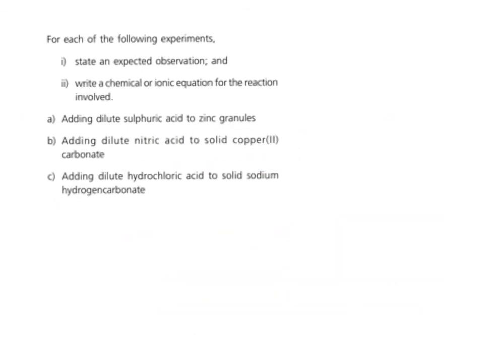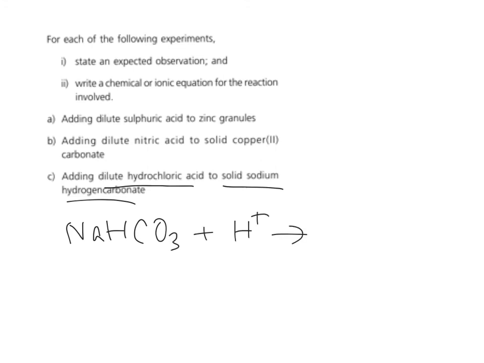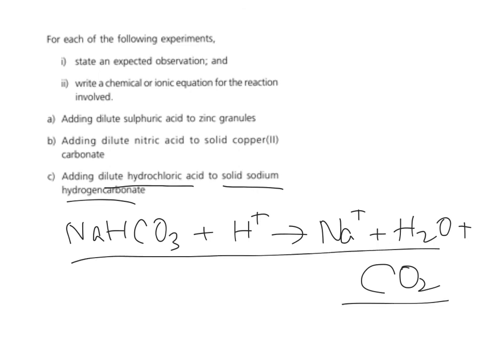For the final one, which is dilute hydrochloric acid and solid sodium hydrogen carbonate. Sodium hydrogen carbonate reacts with acids. Once again, it will become sodium ion, H2O and CO2. Most of you do this question very well, you just say gas bubbles given out, that's correct. So here is the answer for these three questions.